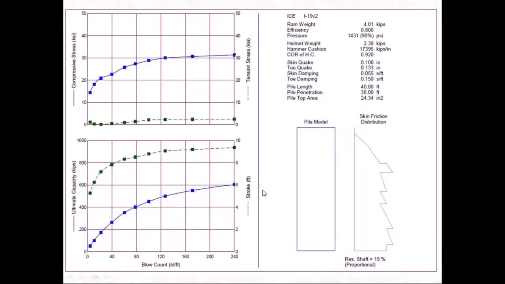And here's one of the printouts. This is specific to the ICE I-19 diesel hammer, which has all the information, and then the soil distribution along that pile.